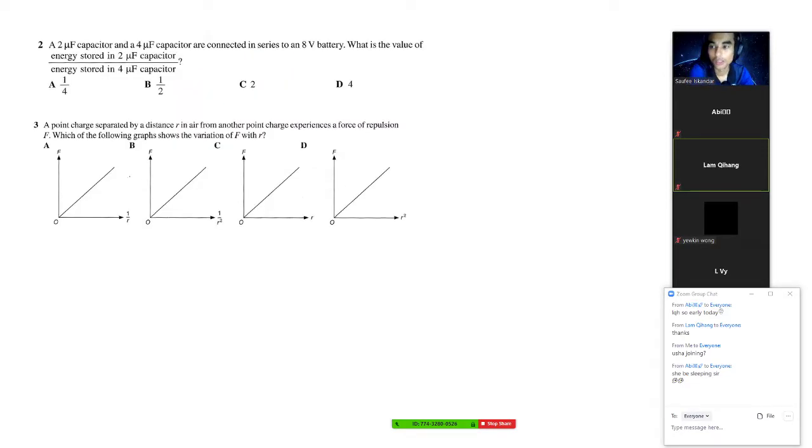Okay, you have a 2 microfarad capacitor and a 4 microfarad capacitor connected in series on the 8-volt battery. So what is the value of the energy stored in the U? It's a ratio: energy stored in the 2 microfarad over energy stored in the 4 microfarad.